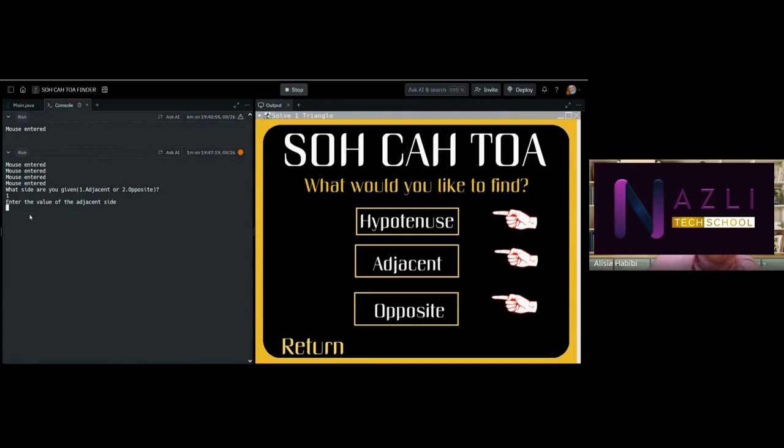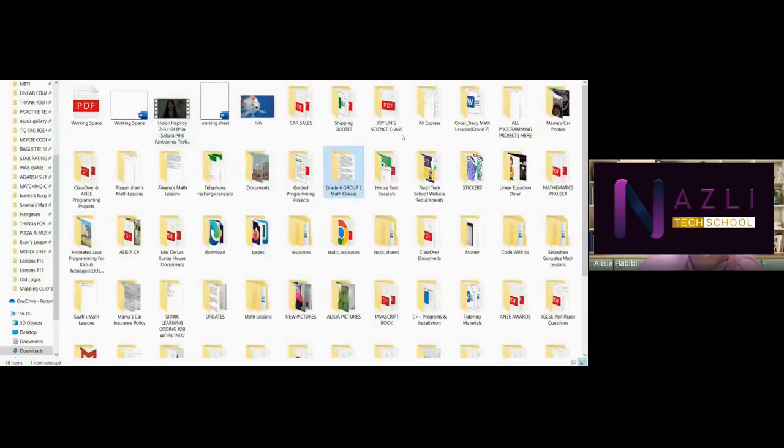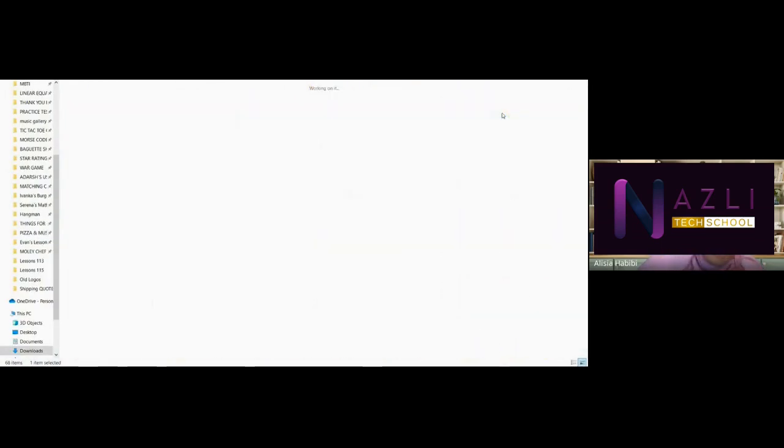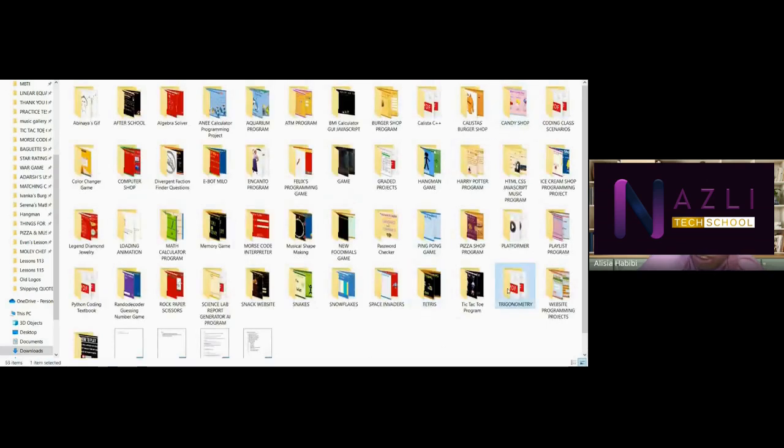So I didn't do that here, but I'll do it in another example. So it says enter the value of your adjacent side. So I do have a little prototype. Let me see if I can get that open. I stored a little prototype here. I got a math worksheet online. You can do that to just test and see if the program does work.